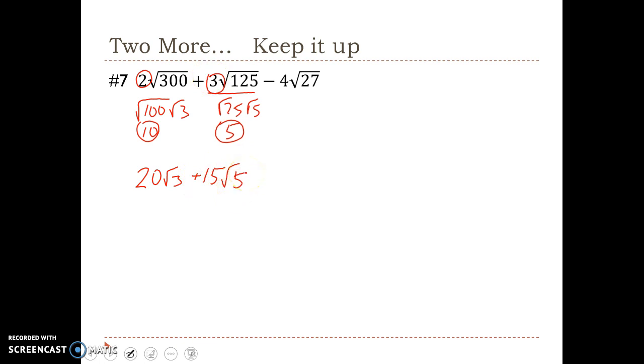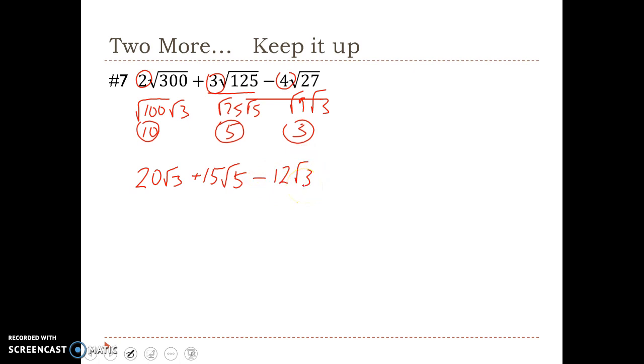Then if I simplify 4 radical 27, I know that 9 goes into 27. 9 times 3. Square root of 9 we know is 3. So this 3 is on the outside with the 4. That's going to be negative 4 times 3 is 12 radical 3's.